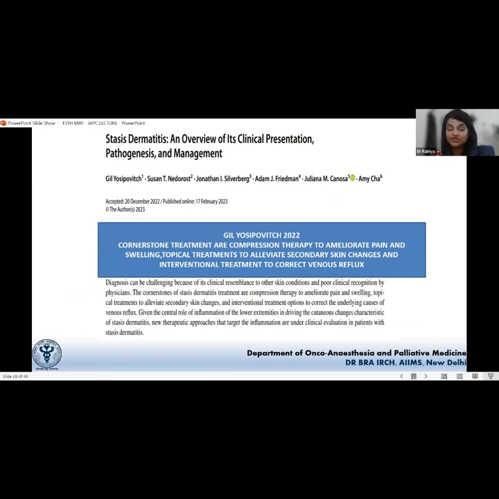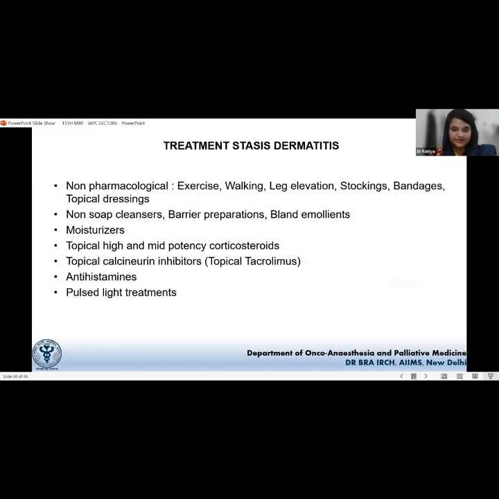Second, you can use topical treatments to alleviate the secondary infection, like topical mupirocin or topical ketoconazole, and interventional treatment to correct the venous reflux. So this is more like stasis leading to venous stasis and then to ulcerations.